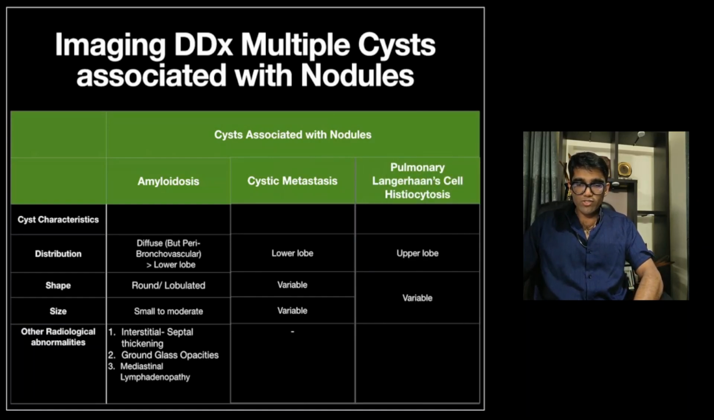Amyloidosis, being a process that is centered around the airways, shows a diffuse or lower lobe predominance. Cystic metastases obviously come via the bloodstream. Since they come via the bloodstream, they are likely to be more prominent in the lower lobes.